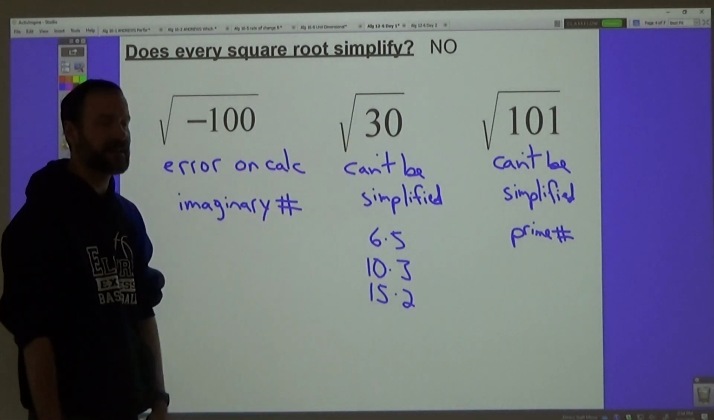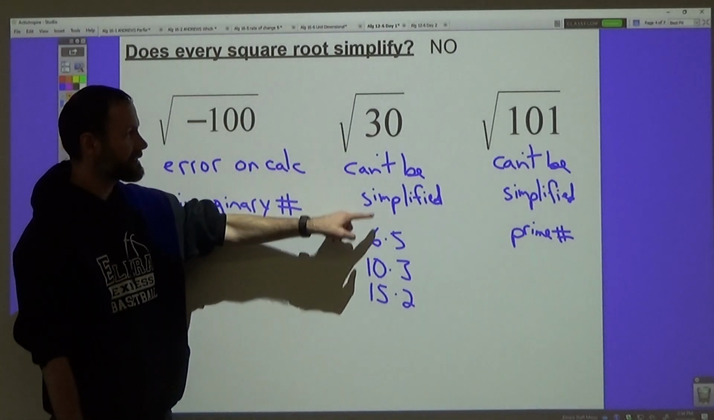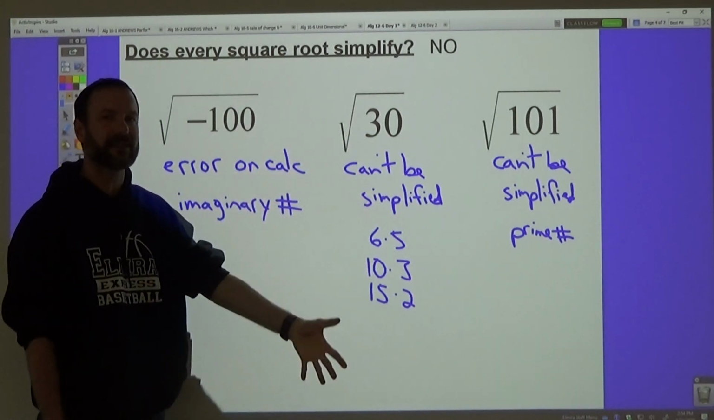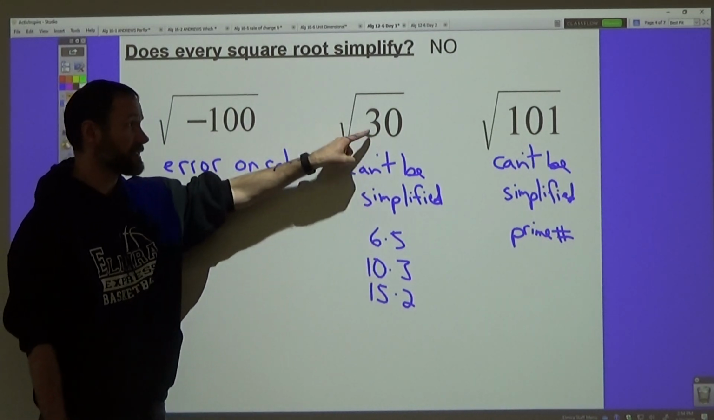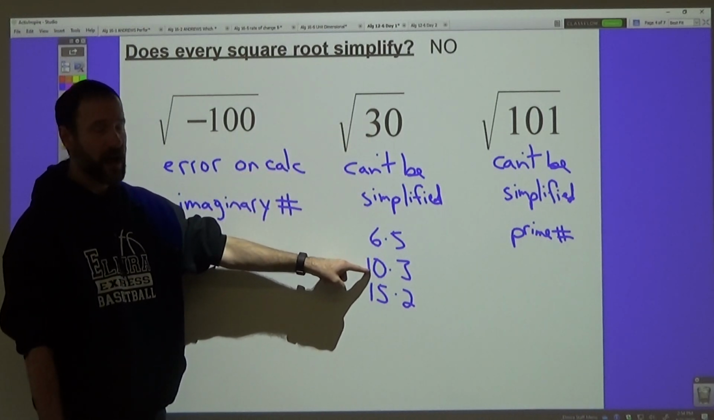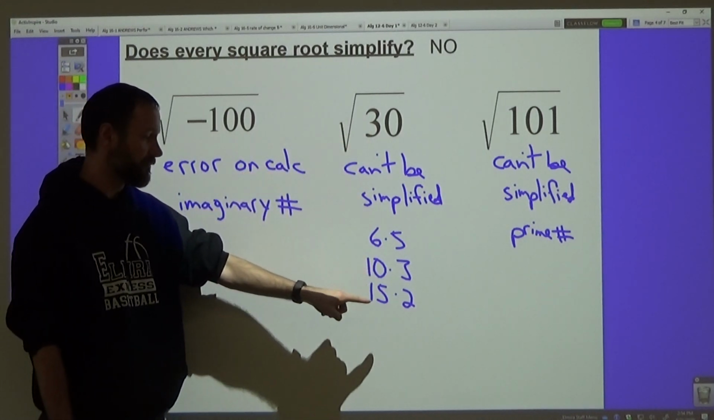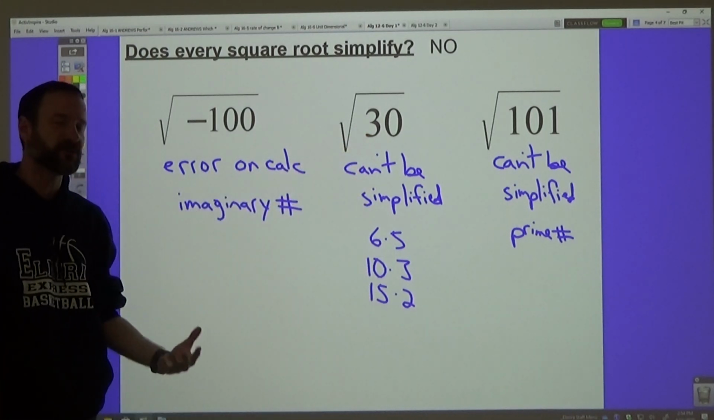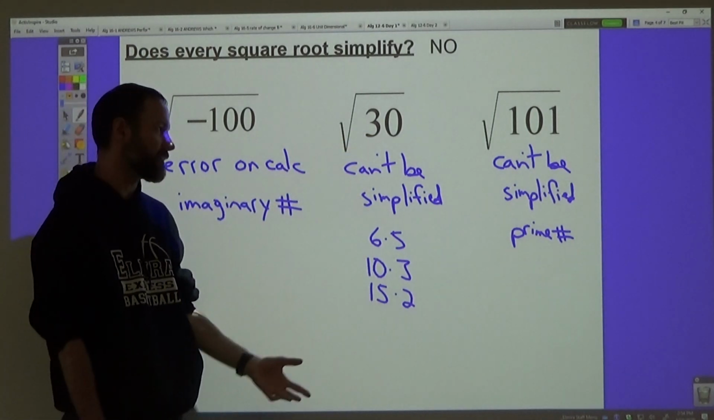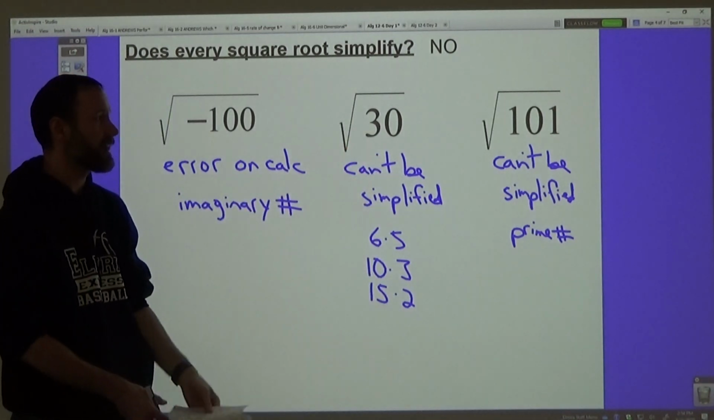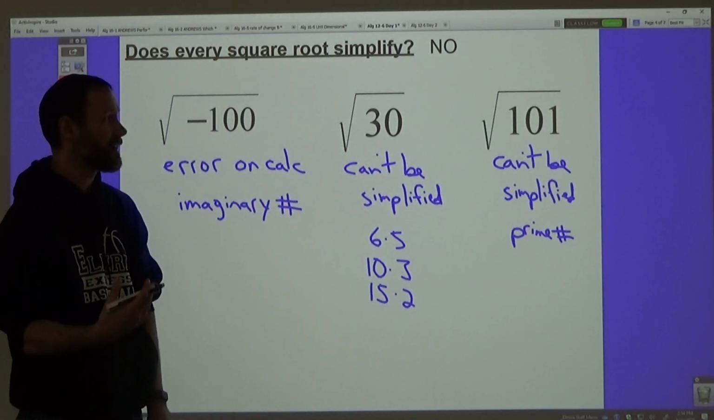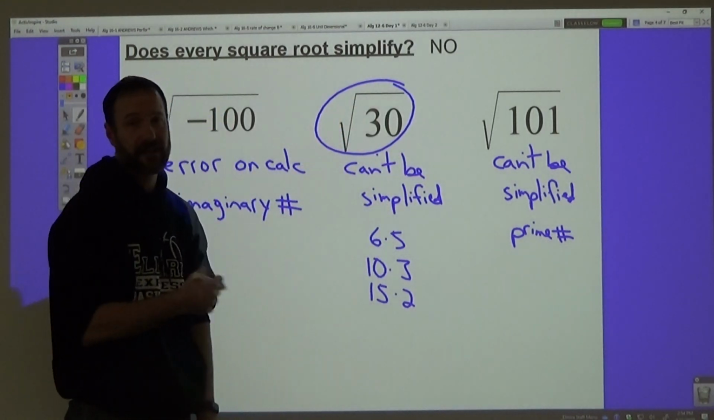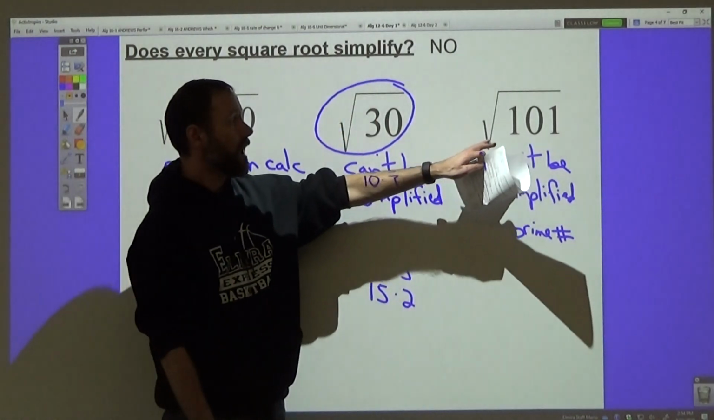The square root of 30 can't be simplified. Yes, 6 times 5 is 30, but neither one of those are perfect squares, so it doesn't get us anywhere. 10 times 3 is 30, but again, 10 and 3 are not perfect squares. 15 and 2, yes, 15 times 2 is 30, but they're not perfect squares, so that doesn't get us anywhere. 30 can't be simplified. What is the square root of 30 or radical 30 in simplest form? It's just radical 30. That one can't be simplified at all.